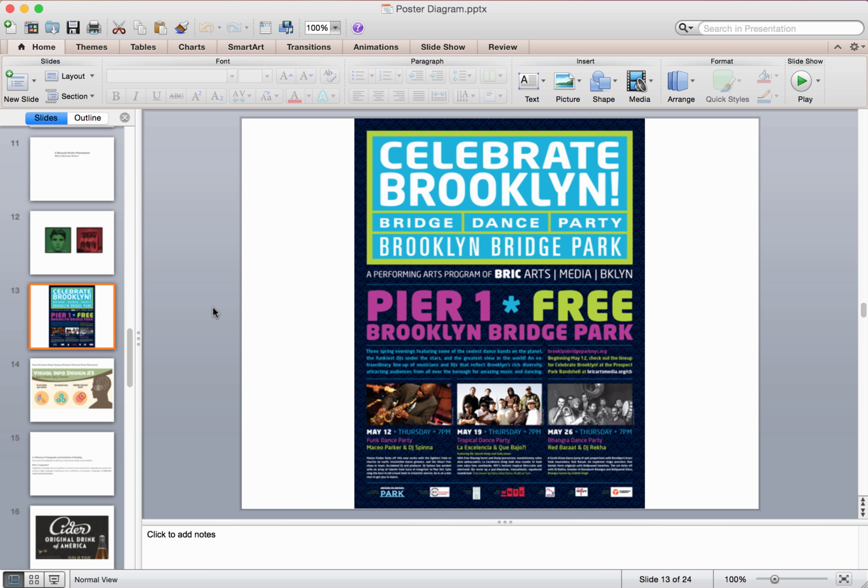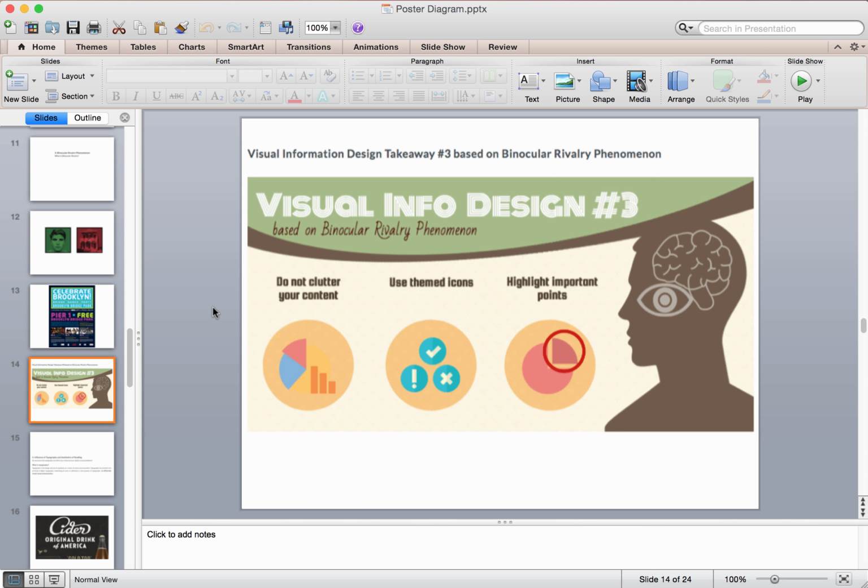So you want to avoid that, and in this particular case, there's a lot of competition between images and text and color, so we don't know what's most important. The takeaway from that is don't clutter your content and highlight important things. And in the case of the mountain biker, he's highlighted by being in high contrast and being at the very top of the layout.